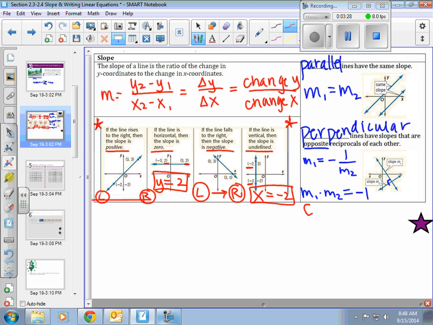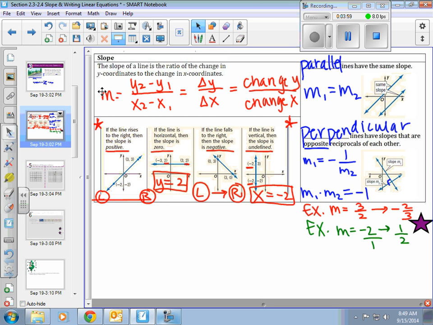Let's just quickly look at an example. If I have a slope that is 3 over 2, my perpendicular slope would be the opposite, so make it negative, and the reciprocal is to flip it, so -2 over 3. Let's look at one more example really fast. If I have a slope that is -2, the opposite is positive, and the reciprocal is 1 over 2, so it's positive 1/2. Those are your opposite reciprocals.